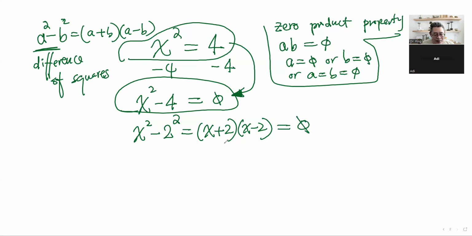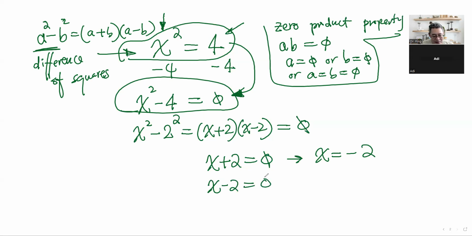Now, what x value makes the equation true? Well, we know there are two situations. One is x plus 2 equals 0, and that gives us x equals -2. We can check: if we plug in x equals -2 here, the left-hand side is 4 and the right-hand side is 4. So that works, which means it's a solution for the original equation. The other one is x minus 2 equals 0, and that gives us x equals 2.